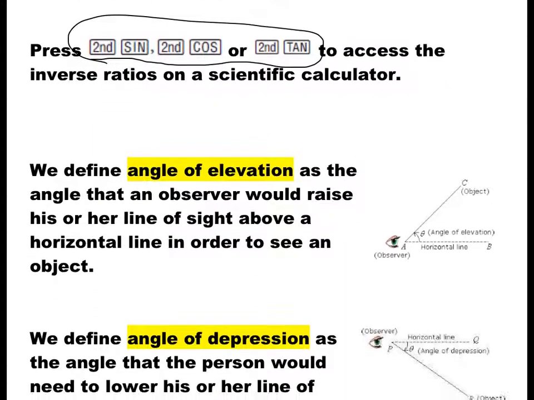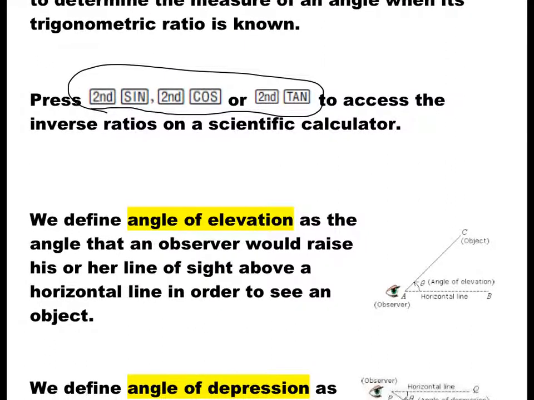Now, there are two definitions very, very important in your word problems. One is called angle of elevation, and the other one, angle of depression. So let's see what exactly is angle of elevation. Angle of elevation is the angle that your line of view makes with the horizontal if you are looking up. So if I have to look at the top of a building, the angle that my line of view makes with the horizontal is called angle of elevation.